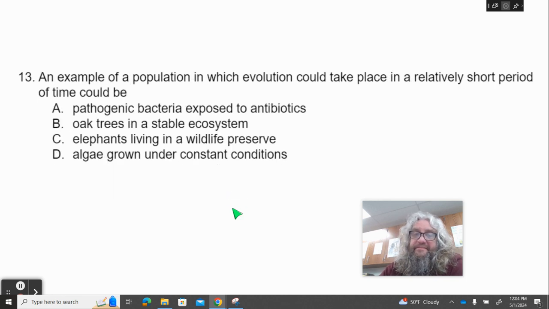Number 13, an example of a population in which evolution could take place in a relatively short period of time could be A, pathogenic bacteria exposed to antibiotics, B, oak trees in a stable ecosystem, C, elephants living in a wildlife preserve, or D, algae grown under constant conditions.